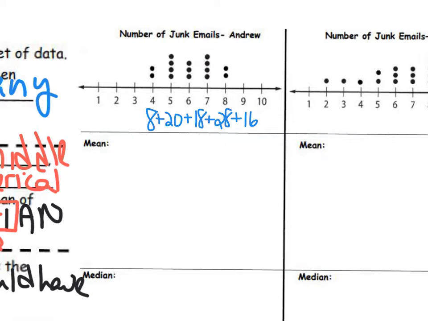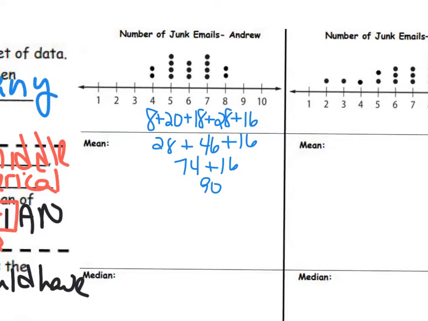Now we could go ahead and add it. So I'm going to add 8 plus 20 is 28. 18 plus 28 is 46, and then 16. And then keep adding them. So 28 plus 46 is 74. Plus 16, that's going to be 90.